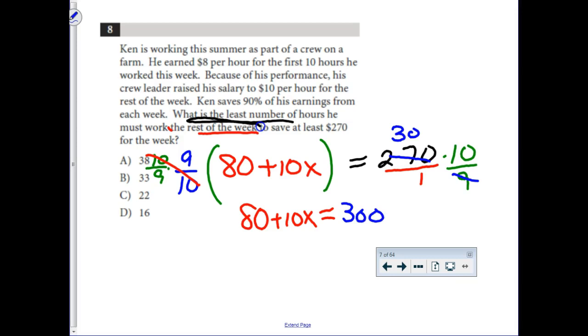All right, save the day, guys. Subtract 80 from both sides. Oh, we got 220. And then divide by 10. Please tell me 22 is an answer. Okay. Now, my friends who were fans of plugging and chugging, we talked about going from the lowest one and working our way up. The good news is you wouldn't have had to plug and chug too much. The bad news is you would have had to do it twice.